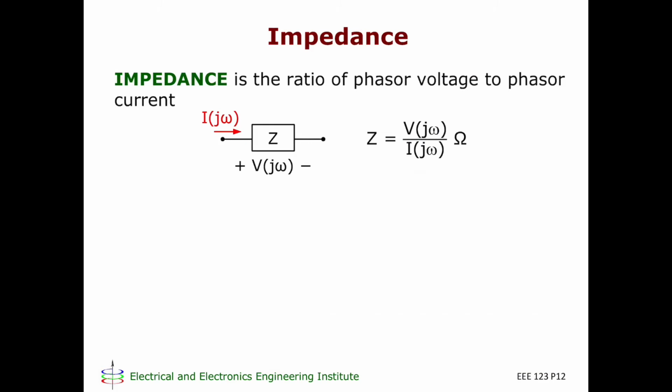Let's define a new circuit parameter which we call impedance. Supposing this is a circuit element, we have the phasor voltage V sub j omega across it and the phasor current I sub j omega through it. The impedance of this circuit element is the ratio of phasor voltage to phasor current. Since this is a voltage to current ratio, the units for impedance would be ohms.